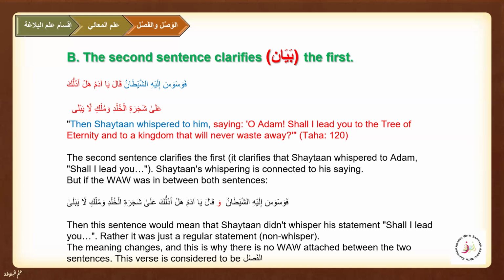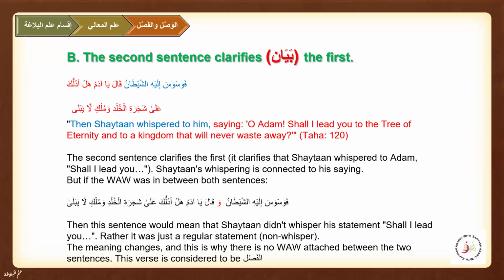So if you would have added waw there, this sentence would mean that Shaitan didn't whisper his statement. Basically, if you add that waw, the second sentence doesn't become a clarification of the first one, because adding the waw is going to separate the two sentences. Rather, it becomes its own independent sentence. So it means when he made that statement to Adam, he didn't make it while whispering. Rather, he said it in regular speech or any other type of speech that is not considered to be whispered.